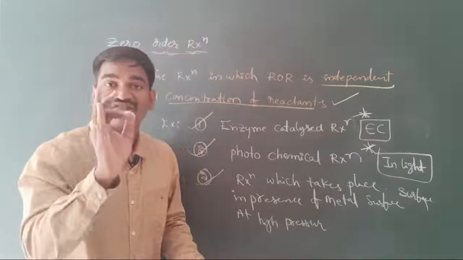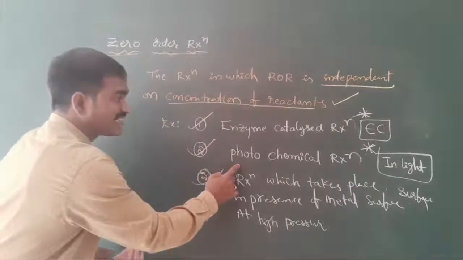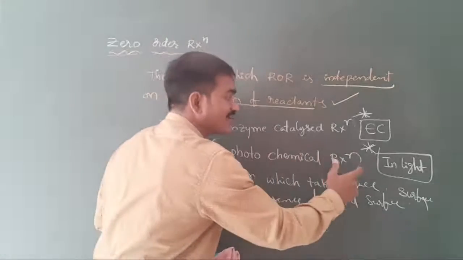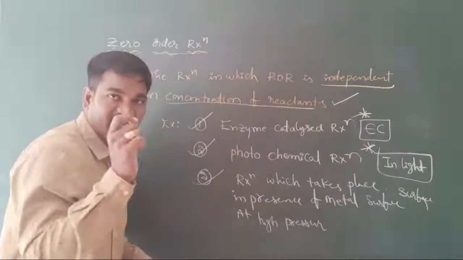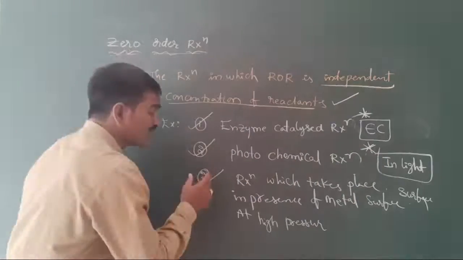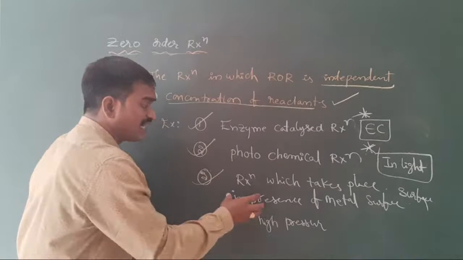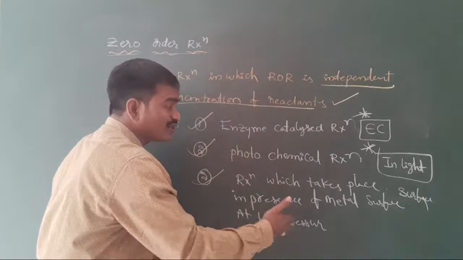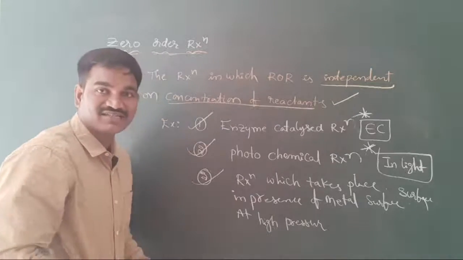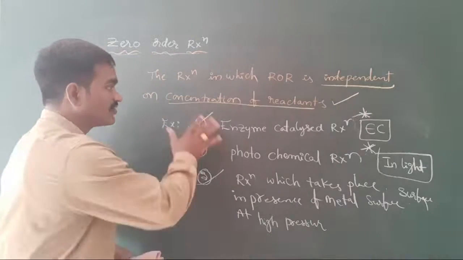Here in the first example, the rate of reaction is depending on the efficiency of the catalyst. In the second type, rate of reaction is depending on the intensity of the light. Note down all these points one by one. In the third type, the rate of reaction is depending on the metal surface. Surface of the metal. Have you got it clearly?